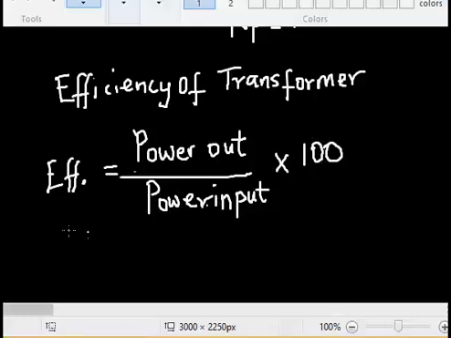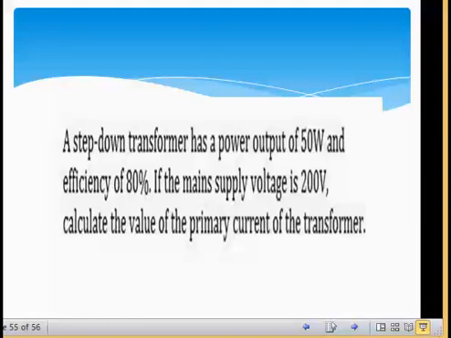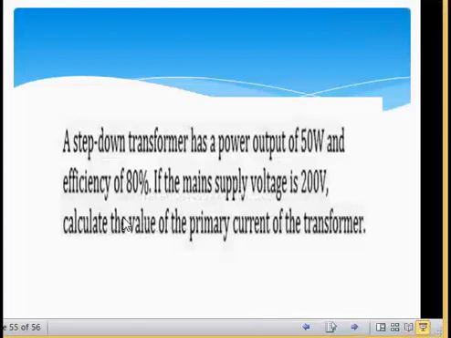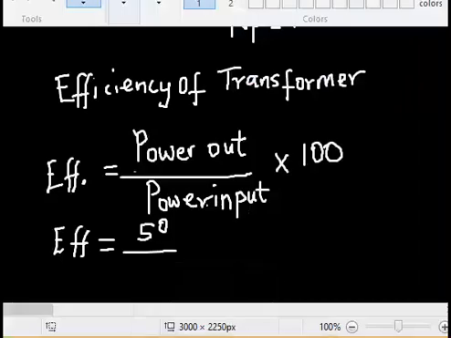Alright, so now efficiency is gonna be equal to the power output of this transformer. A step down transformer has a power output of 50 watts, so this is 50, now divided by the power input. And if the main supply voltage is 200 volts, calculate the value of the primary current. Now power input, let me still state the formula.